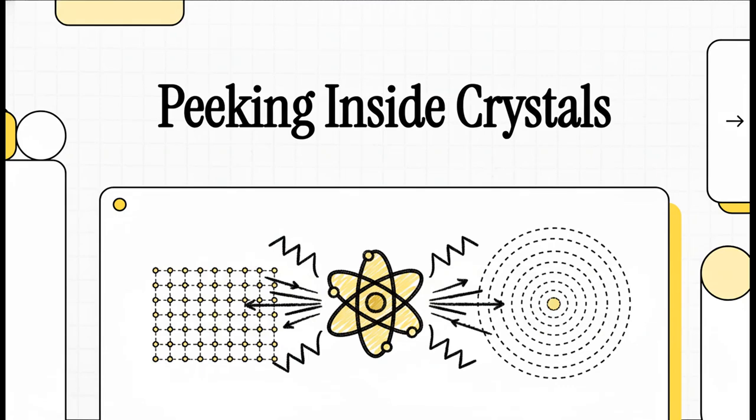Have you ever stopped to wonder how we actually know what stuff is made of? I mean, down at the atomic level, in a world that's way, way too small for any normal microscope to see. Well, today, we're going to peek inside that secret world. We're going to explore an incredible technique called X-ray diffraction.